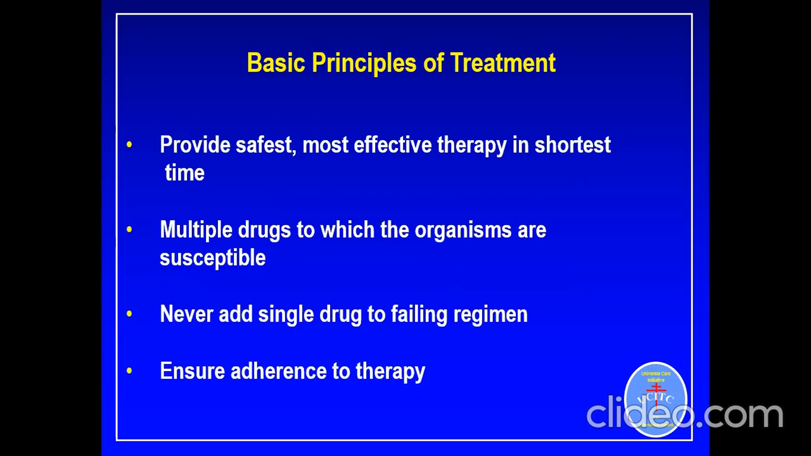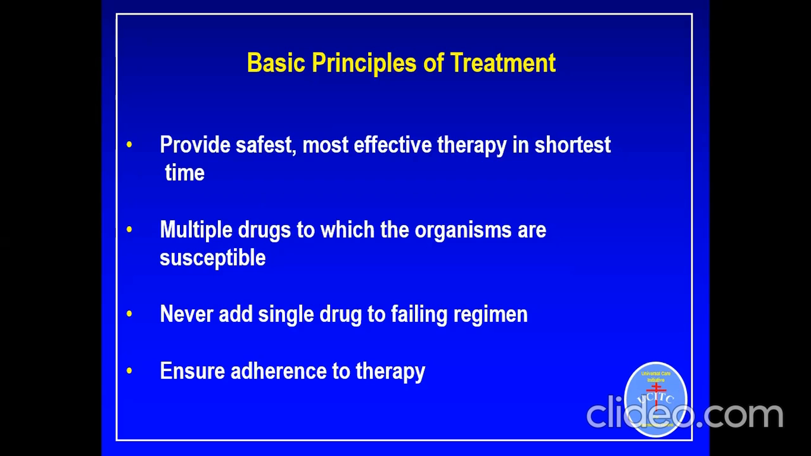Basic principles of treatment are to provide the safest, most effective therapy and in the shortest possible time. Initially, when the first anti-TB drugs were identified, the treatment used to be 1.5 years, and with the advent of rifampicin and then pyrazinamide, the treatment schedule got shortened to 6 months, and now we are looking at treatment shortening to say around 4 months. Of course, I'm skeptical about that, but still we need to wait and watch.